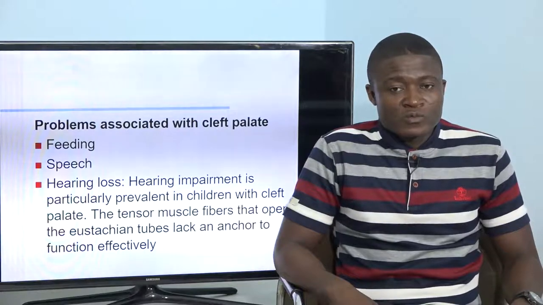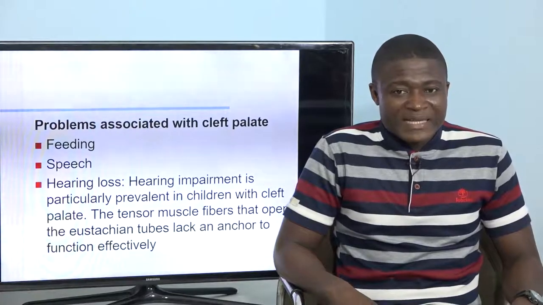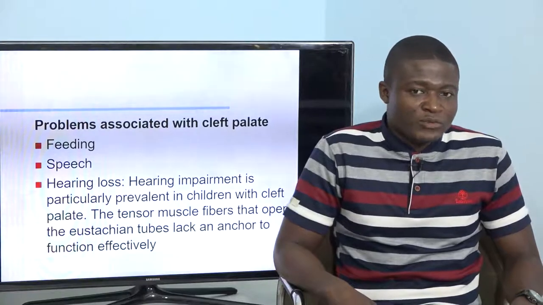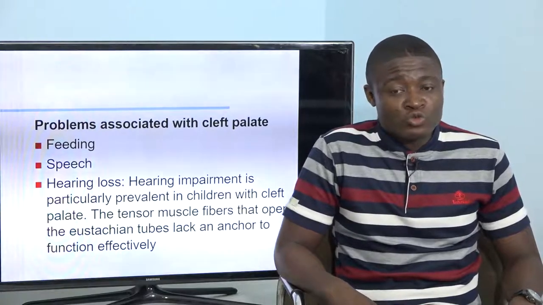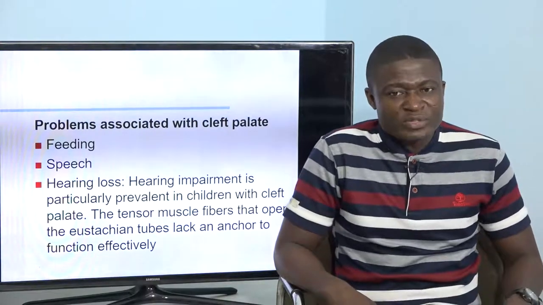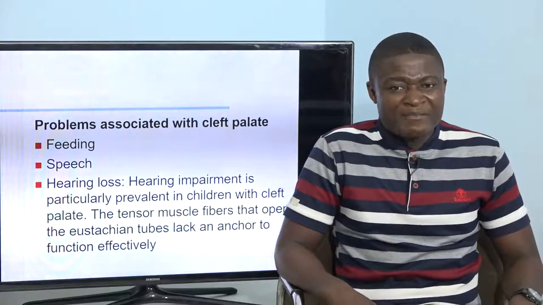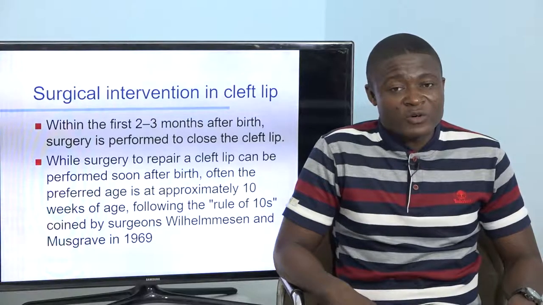Hearing loss. Sometimes they tend to have problems with their hearing. Hearing impairment is particularly prevalent in children with cleft palate. The tensor muscle fibers that open the eustachian tubes lack an anchor to function effectively. Anatomy will teach you what the tensor muscles are supposed to do in order to help this child hear properly. But unfortunately, children who have cleft palate in particular have malfunctioning tensor muscles. As a result, they have difficulties hearing properly.